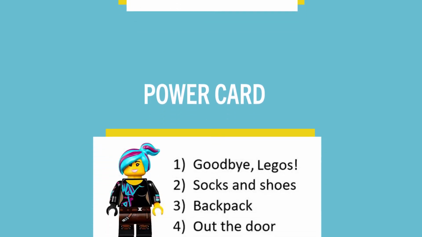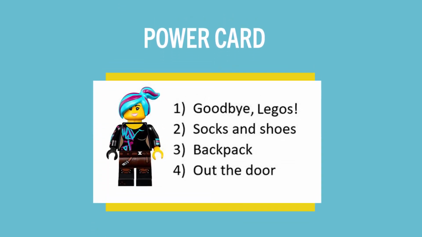Then you also have the power card, a tiny visual reminder of the main points of your social story. Your child can keep it with them if they like, or you can just show it to them when they get off track. Create your own.